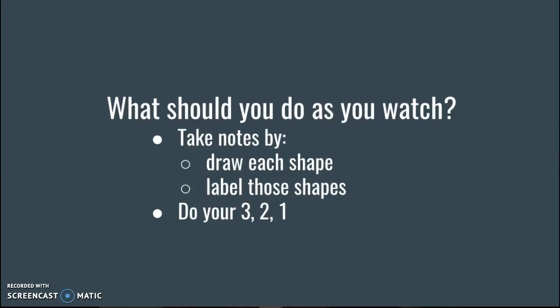You are required to draw and label each of the shapes that are discussed and write in your notes our 3-2-1 plan. Remember, this is to find 3 things you learned, find 2 questions that you have about the lesson, and write down 1 thing that you already knew. Be ready to share what you have at the beginning of class.